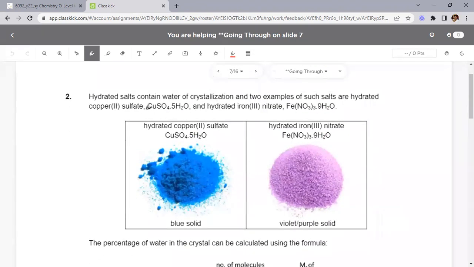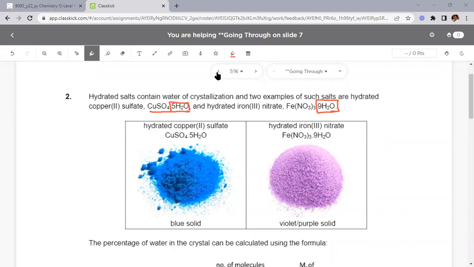Okay, so hydrated salts contain water of crystallization. When we say hydrated salts, that means the salts are innately hydrated, not because they are dissolved in water, but because the salts naturally contain what we call water of crystallization. For example, hydrated copper sulfate contains 5 water molecules within it. Hydrated iron 3 nitrate contains 9 water molecules within it. It's actually quite cool, because of the hydration, that's why you can get all these nicely colored crystals.